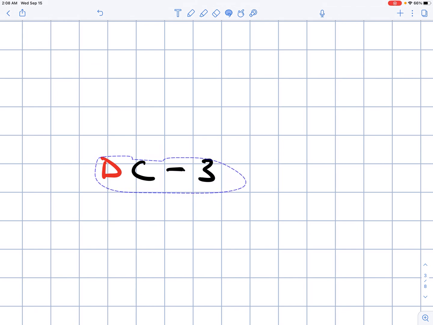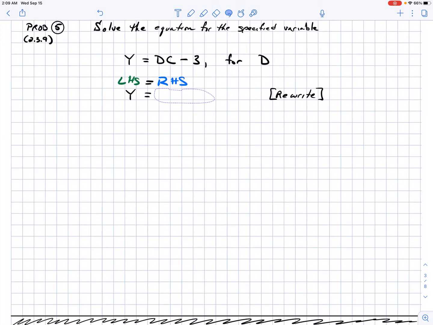So, what's the opposite or the inverse of a negative 3? Well, yeah, you got it. It's a positive 3. And what's the opposite of multiplying by c? You got it. Dividing by c.